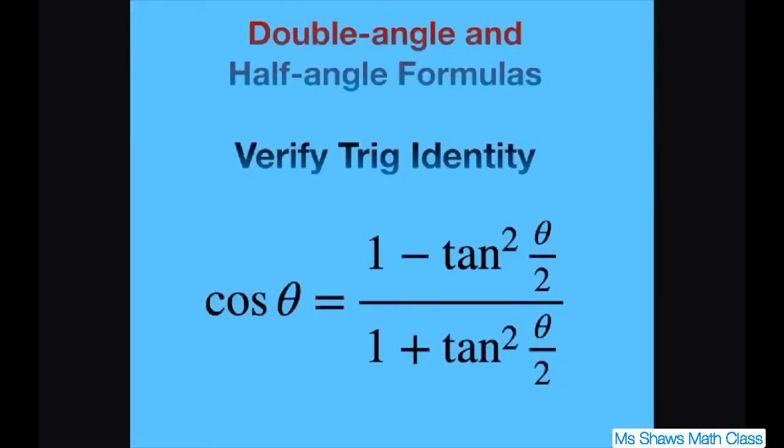Everyone, we're going to verify this trig identity. We have cosine of theta equals (1 minus tan squared of theta divided by 2) divided by (1 plus tan squared of theta divided by 2). So we're going to use our half angle formulas. And if we look at it, this is it. We're going to work on the right-hand side of the equation because it is more complicated.